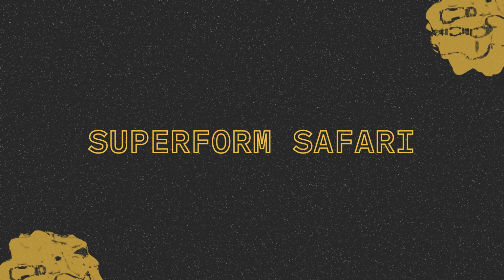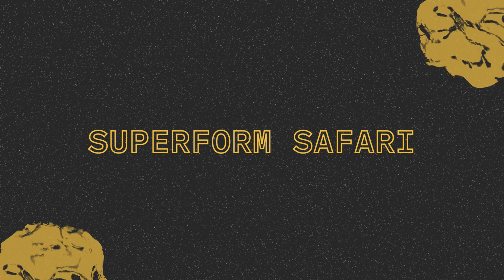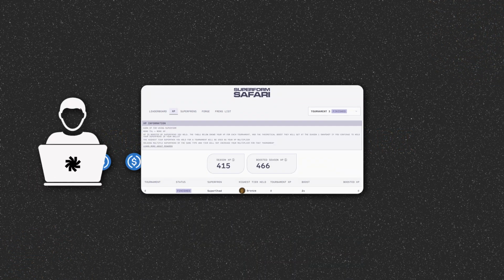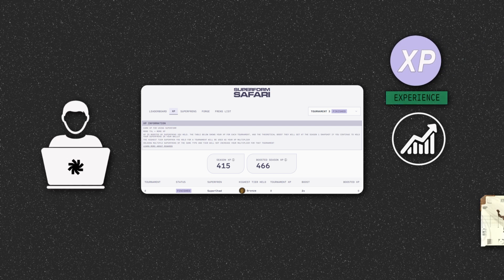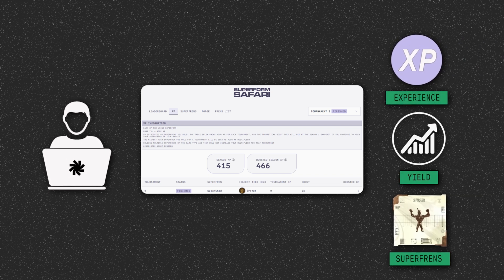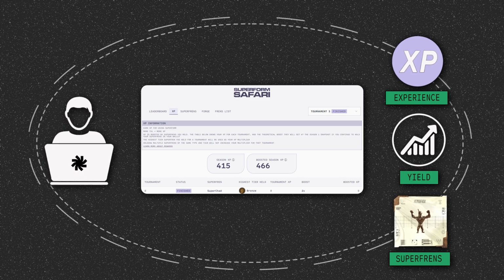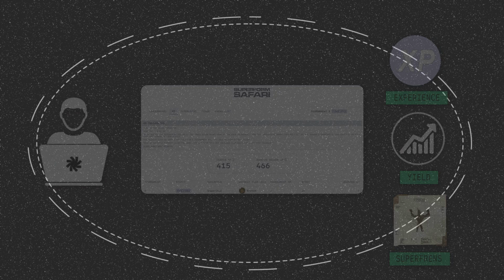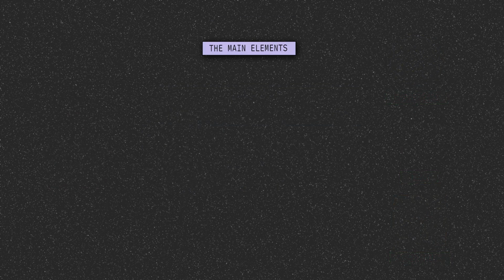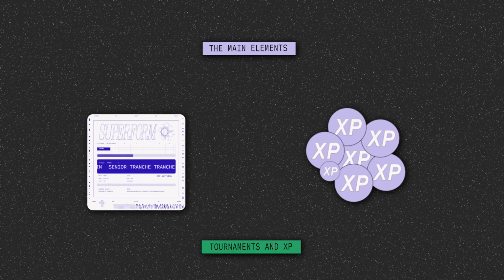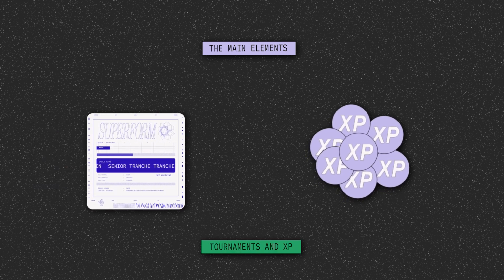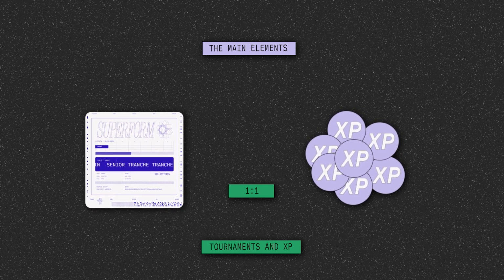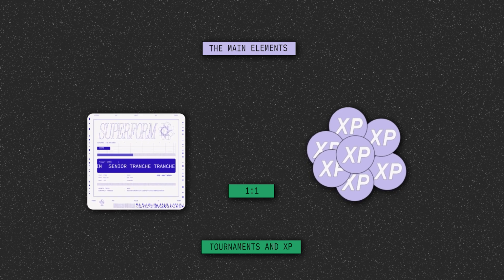Superform makes DeFi not only profitable, but also fun. Meet Superform Safari, a gamified program designed to reward users who interact with the Superform platform. Safari allows users to earn XP, yield, and NFTs by participating in tournaments, competing for rankings, and collecting special NFTs called Super Friends. The main elements of Superform Safari: tournaments and XP. Users who make deposits through Superform and have a superposition earn XP in proportion to the value of their assets. The more XP, the higher the ranking in the leaderboard.